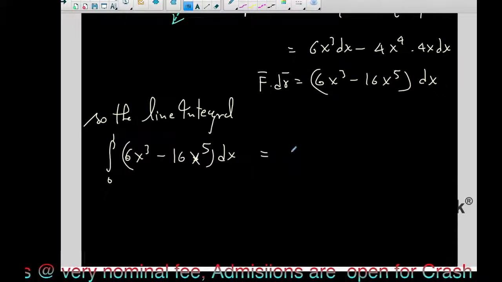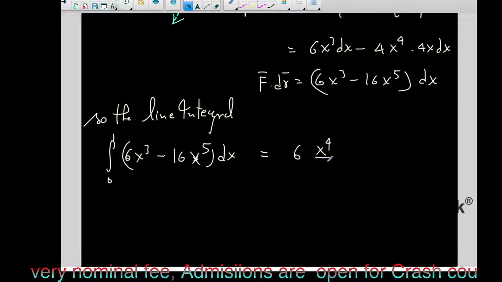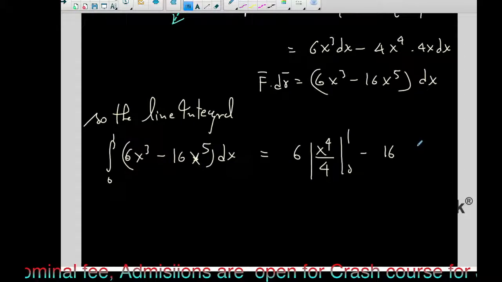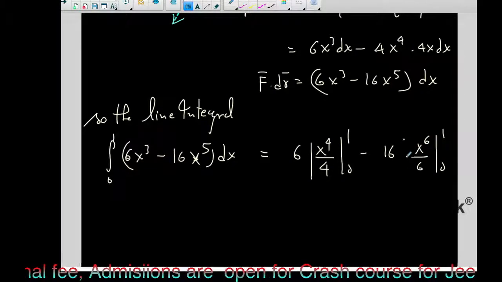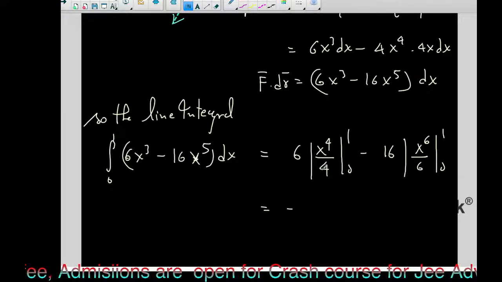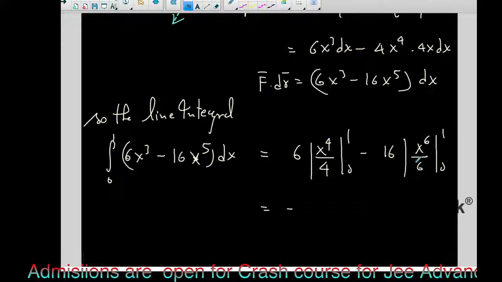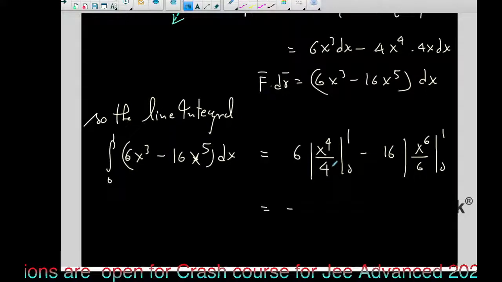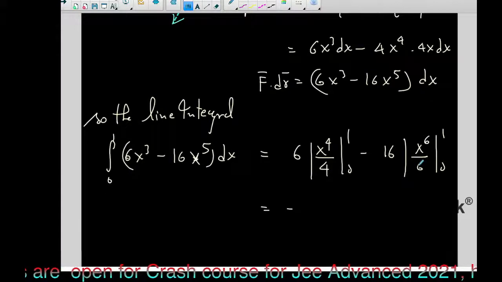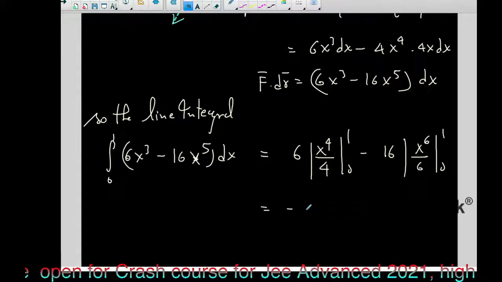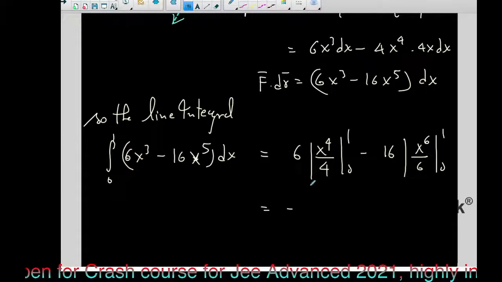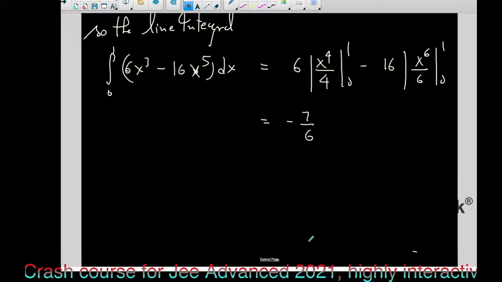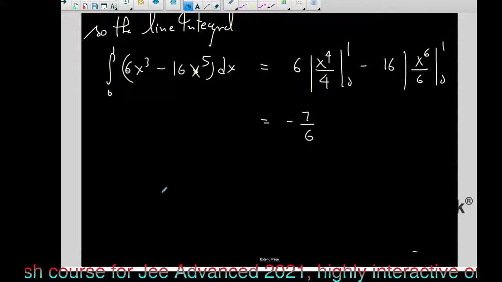Nothing to do over here, simple integration: 6x to the power 4 by 4, from 0 to 1, minus 16 times x to the power 6 by 6, from 0 to 1. Now integrate it: 6 by 4, and 16 by 6, because that will be 1. So 6 by 4 minus 16 by 6. Take an LCM, 24 and 6. The result will be minus 7 by 6, because this one is greater. Clear? Fine, so this is the answer.